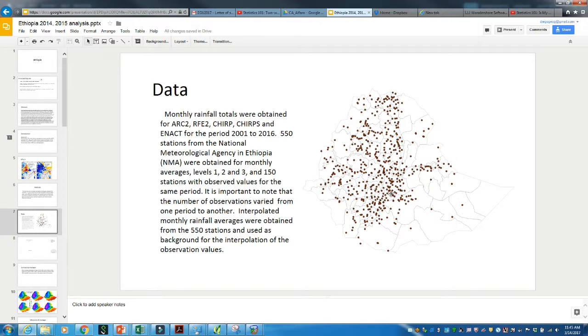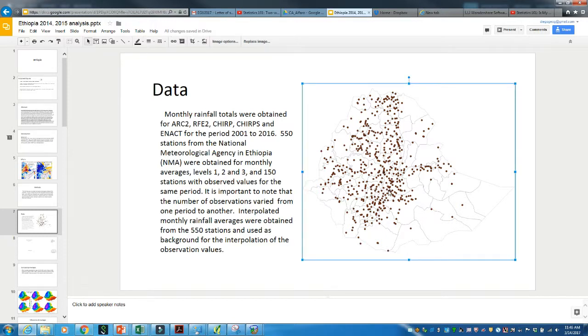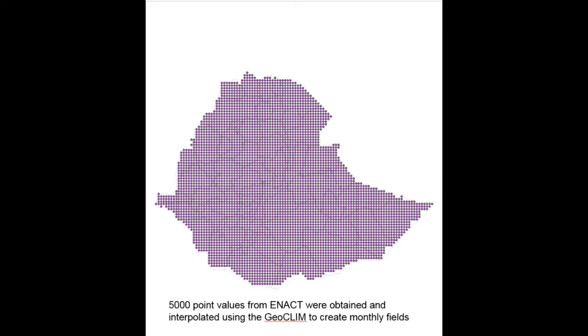So what I did is I took the average values for every month and interpolated and created monthly fields of averages, and I used those monthly fields to interpolate the observed values. Then I came up with a time series of monthly fields from 1981 to 2015. Then NMA provided for ENACT 5,000 points for the entire country. I interpolated those and came up with monthly fields for ENACT.